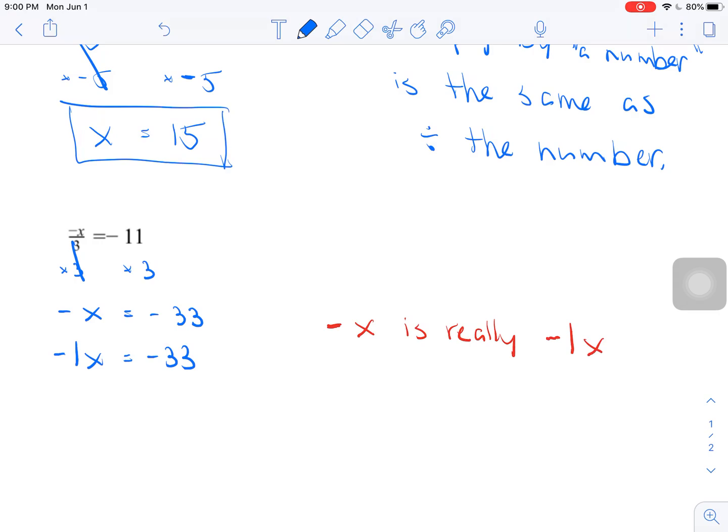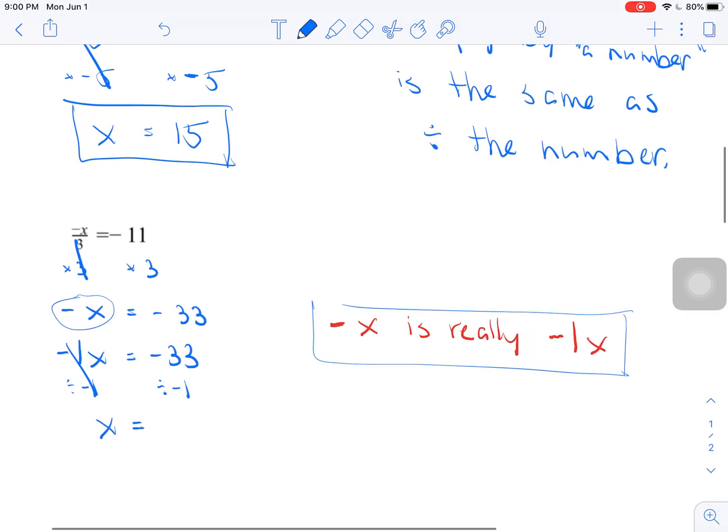So if you're done adding, subtracting, undoing your division, whatever, and you're left with something like this, just remember that that's really a negative 1x. We can undo that negative 1x, or negative 1 times x, by just dividing by negative 1, because multiplying and dividing undo each other. So if that ever happens to you, because it happens in lots of different equations, that's how you can undo it. So negative divided by negative is positive. So negative 33 divided by negative 1 would just be 33.